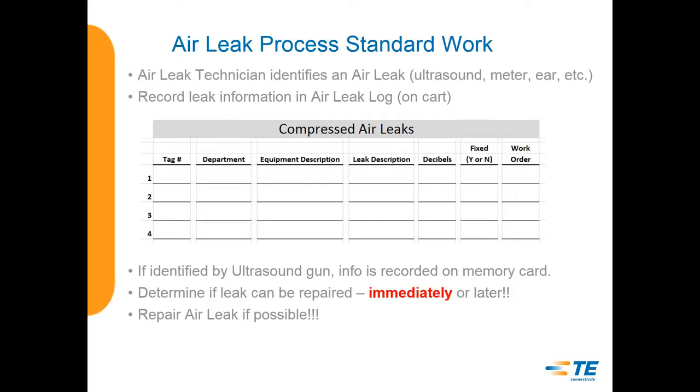One of the things we also developed from an air leak process standard work was a form. We came up with a few steps: once the air leak technician identifies the air leak with the ultrasound meter, they record the information in the air leak log that we keep on the cart. It has a tag number, what department they were in, the equipment description, the leak description, the number of decibels that comes off the ultrasound gun, whether we fixed it or not, and whether we needed a work order or not.